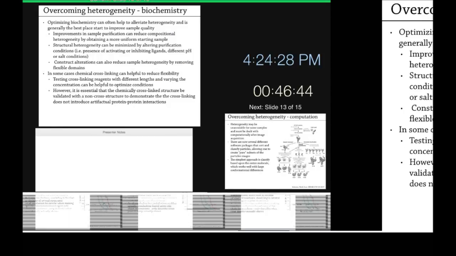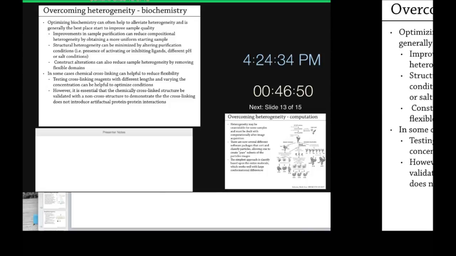But generally, you don't want to have to do that. You don't want to force the computer to do sorting. Doesn't always work as well. Ribosomes are great because they're huge and they have a lot of phosphate, so they scatter well. But a lot of the samples that we work with aren't going to be that big and aren't going to sort that well. And so we're going to go back more to biochemistry. We're going to try to do this at the bench before we get to the EM.